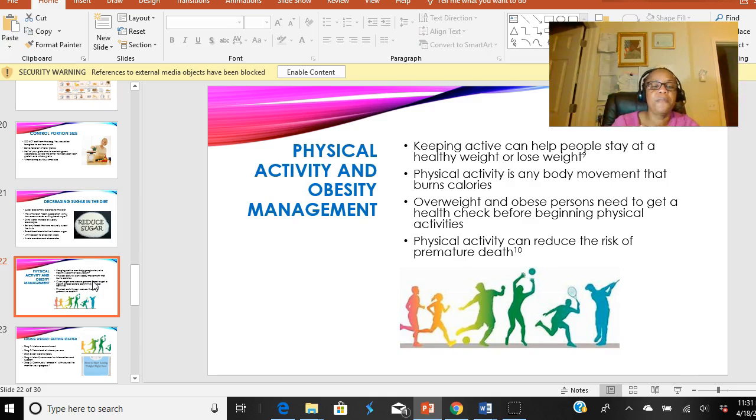Now, the big picture. If you want to lose weight as part of obesity management, it is very important that you get involved in some form of physical activity. And by physical activity, we mean getting some form of exercise. A reference says, keeping active can help people stay at a healthy weight or lose weight. Physical activity also is any body movement that burns calories.